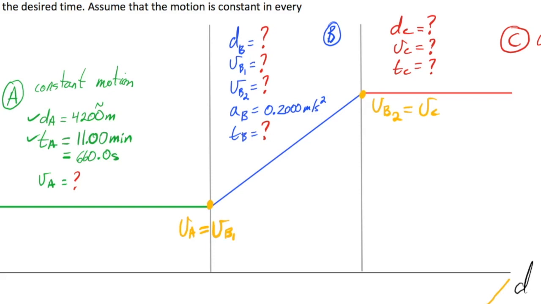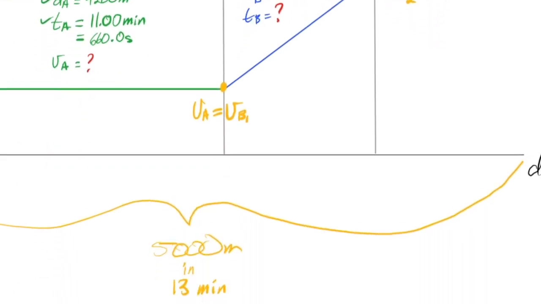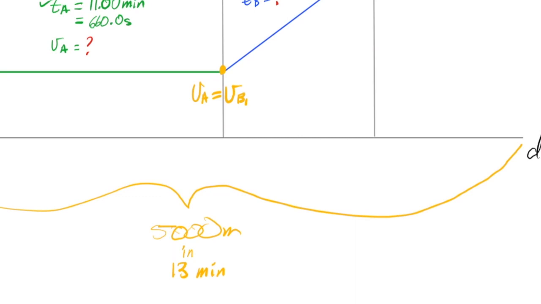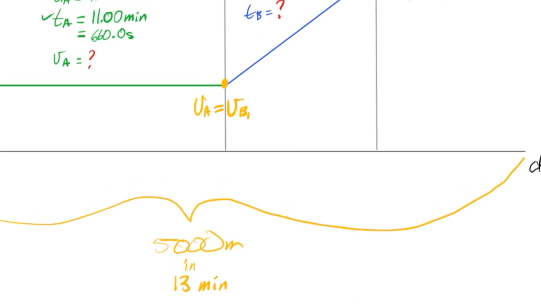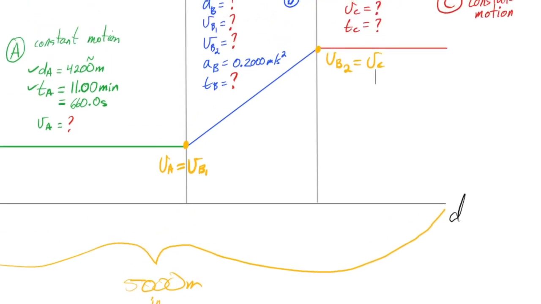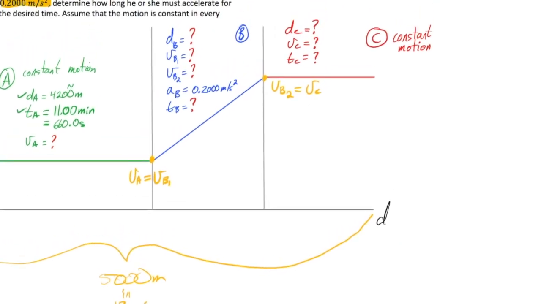All right, so now the next big idea. Don't forget, we also know that the total race was 5,000 meters and the total race was run in 13 minutes. Of that amount, the first 4,200 were done in 11 minutes. So what that means is we actually have enough information to know how much time was left for both B and C combined.